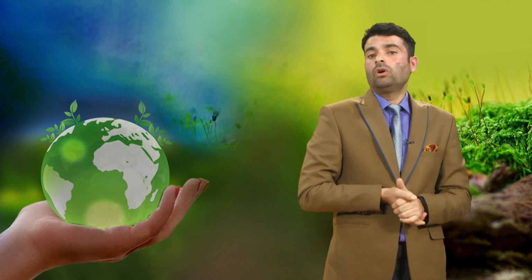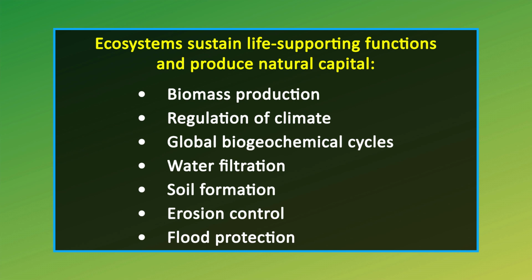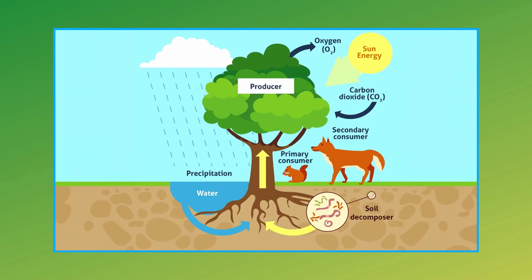Dear friends, organisms and resources comprise ecosystems that in turn maintain biophysical feedback mechanisms that moderate processes acting on living and non-living components of the planet. Ecosystems sustain life-supporting functions and produce natural capital such as biomass production, the regulation of climate, global biogeochemical cycles, water filtration, soil formation, erosion control, flood protection, and many other natural features of scientific, historical, economic, or intrinsic value.